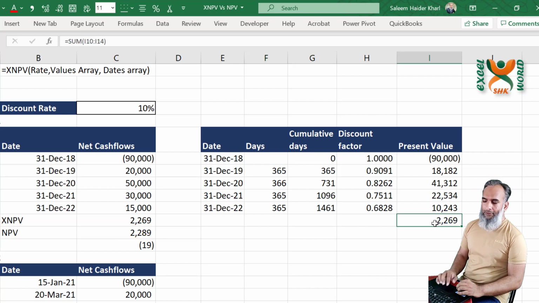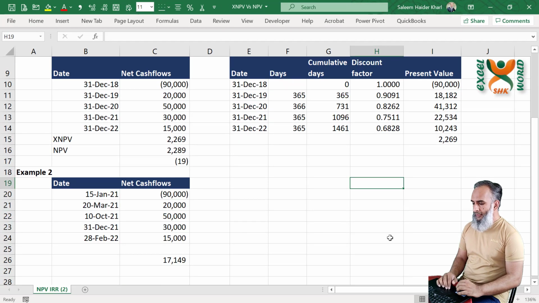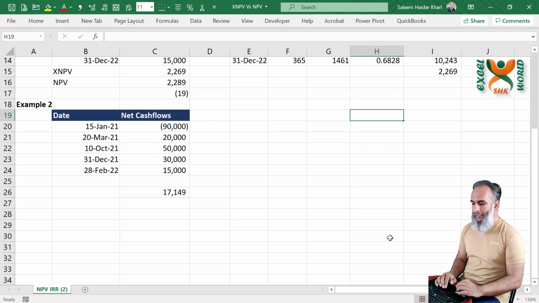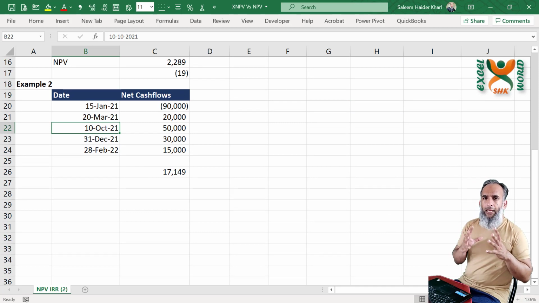So you had better be careful, and XNPV is a must-recommended for all financial modelers because of the many factors we have discussed here. Now, coming to our example 2. In our NPV video, we discussed that the NPV may cause some errors and miscalculations because of, let's say, hidden rows and very minute values in hidden cells. So let us test XNPV for that.